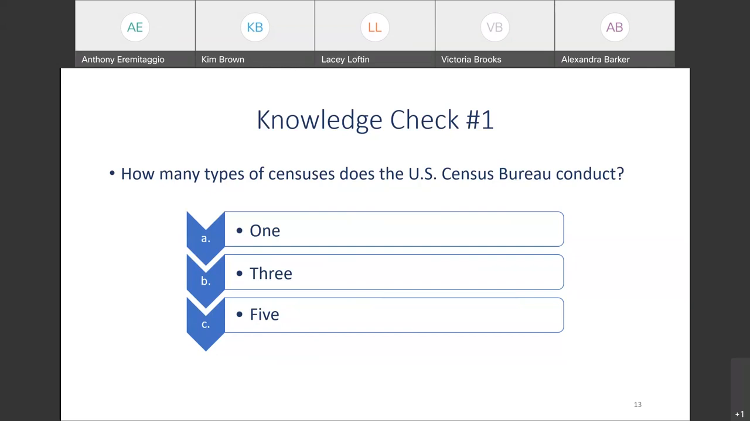So the answer is three. It's the decennial, economic, and government censuses, as we discussed previously.